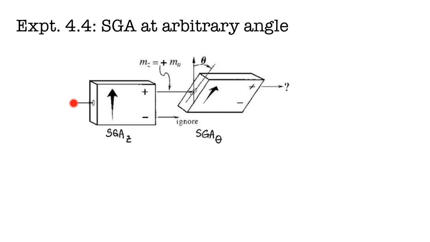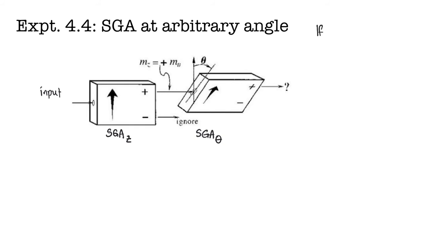Then notice we send in some input atoms in an undefined state. This first analyzer basically prepares all of those atoms so that the ones we send into the subsequent analyzer are all mz equals plus mb. So every single one of the atoms that goes into the second analyzer is plus in the z direction. We're just going to ignore the atoms that come out of the minus port of the first analyzer. The question then is, what fraction of these input atoms to the second analyzer come out of the second analyzer's plus port?